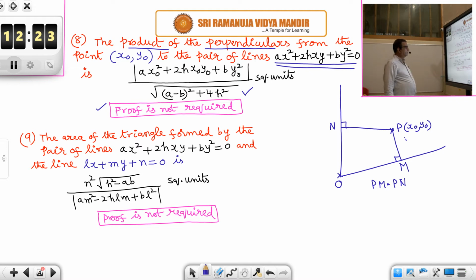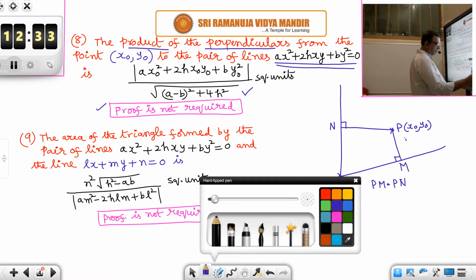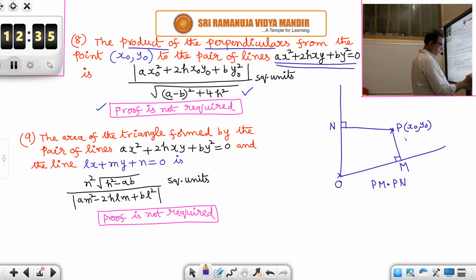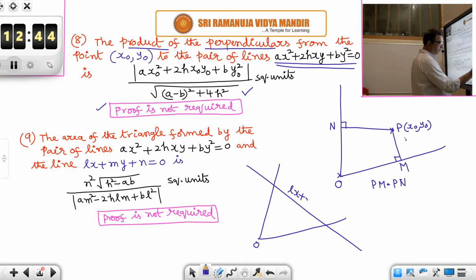Next, ninth one. The area of the triangle formed by the pair of lines ax square plus 2hxy. For this also I have not drawn the diagram. I will draw now. Origin. And this is our Lx plus My plus n equal to 0. They form a triangle, is it not?